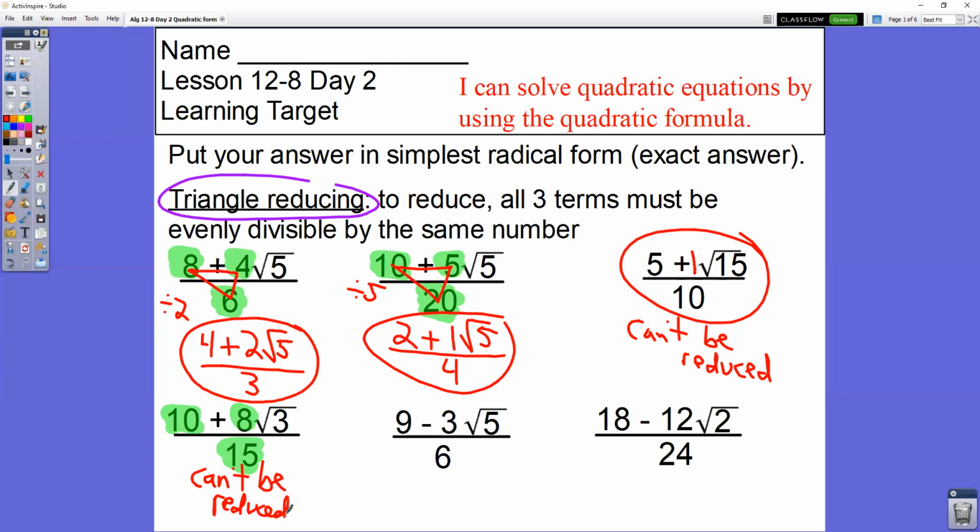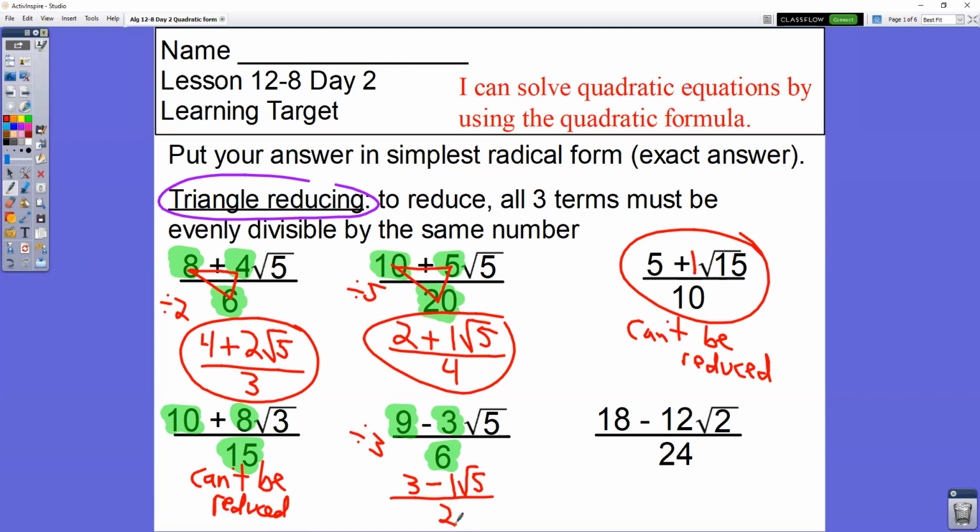Sometimes you're not going to have a plus sign there. Sometimes you'll have a minus sign. It works the same exact way. Again, we're looking at 9, 3, and 6. What's the biggest number that goes into 9, 3, and 6? 3. All right, 3 would be the biggest number, so we're going to divide all of those by 3. 9 divided by 3 is 3. The minus sign just stays there. 3 divided by 3 is 1. So technically you could put a 1 there or just leave it blank and then the radical 5. 6 divided by 3 is 2.